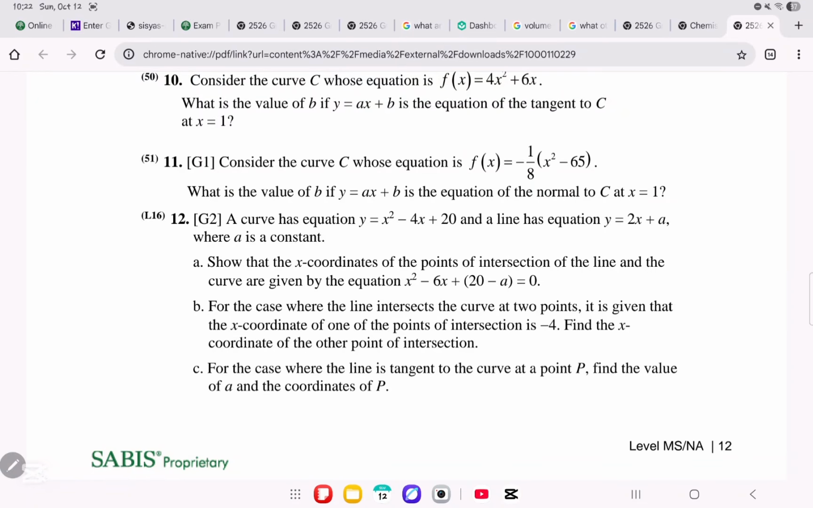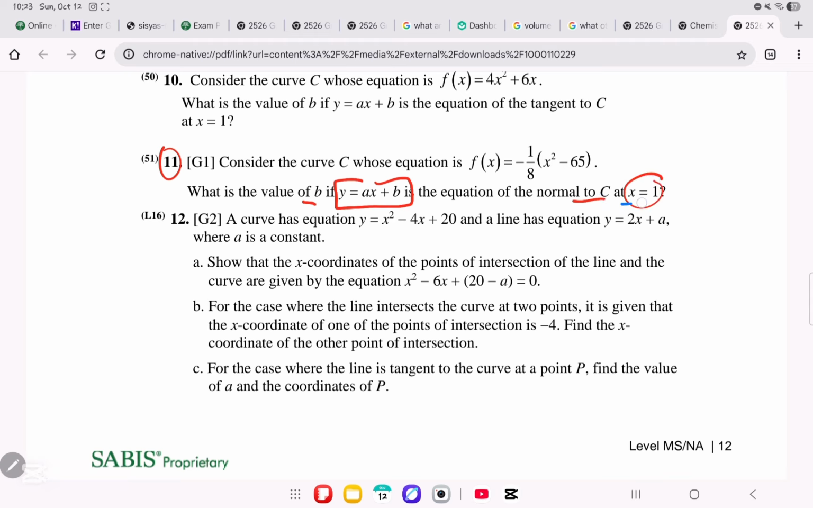So today I'll be explaining the remaining of the top questions on CQDs. So let's start with CQD 11. Consider the curve C whose equation is f(x) equals minus 1 over 8 x squared minus 65. What is the value of b, if y equals ax plus b is the equation of the normal to C at x being 1?